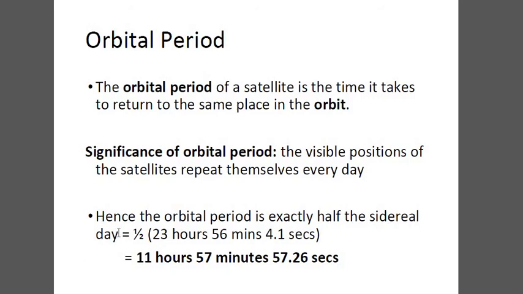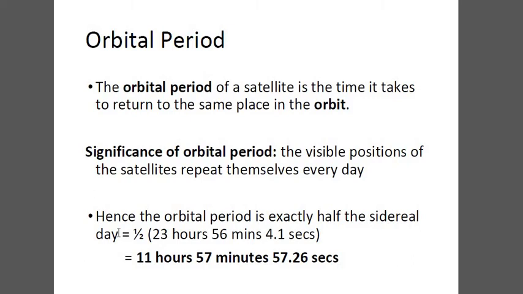What is the sidereal day? The complete day is your 24 hours. Half of that is your 12 hours. So one satellite revolving around the Earth takes 12 hours to complete one rotation. So in 24 hours it will take 2 rotations around the Earth.